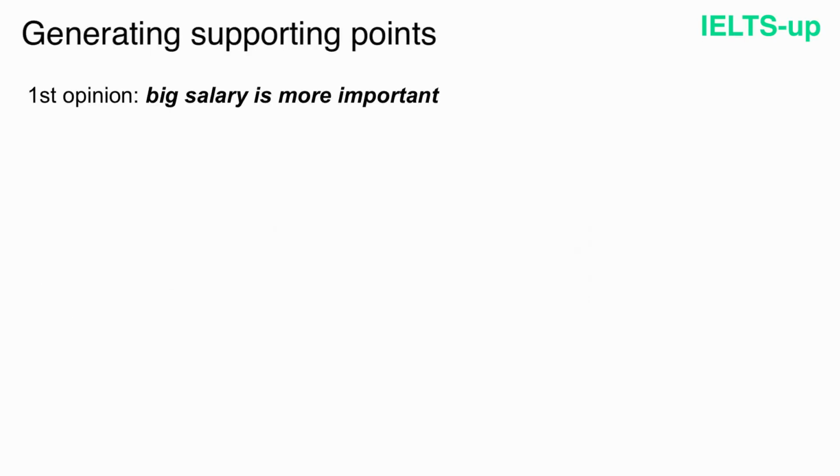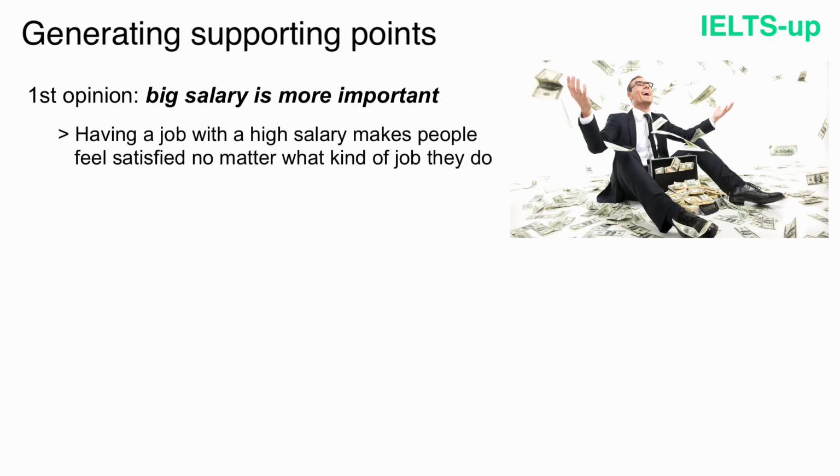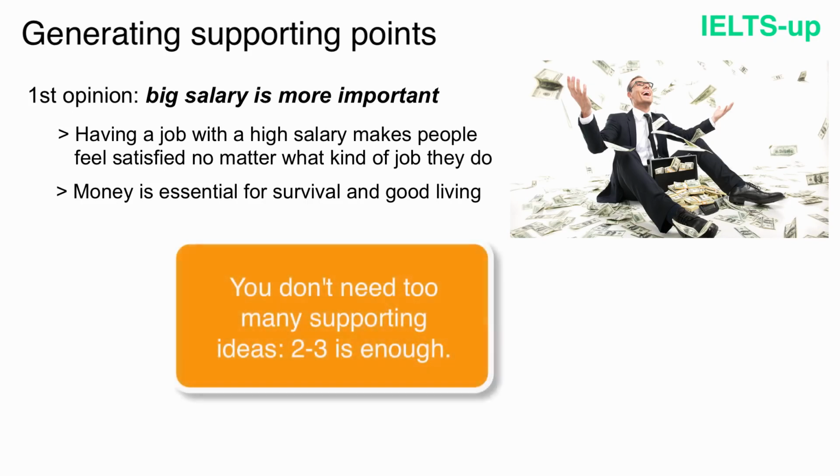Our first opinion: big salary is more important. So, what is our supporting ideas? Why big salary can be more important than job satisfaction? Well, having a job with a high salary makes people feel satisfied, no matter what kind of job they do. That's our first supporting point. And also, money is essential for survival and good living. Okay, that's good. You don't need too many supporting ideas. 2 or 3 supporting ideas is enough.